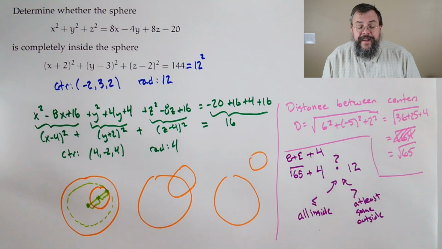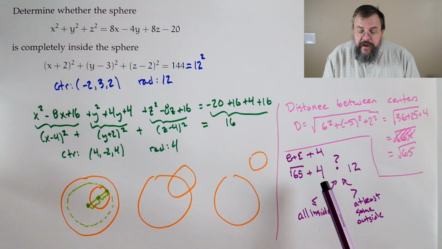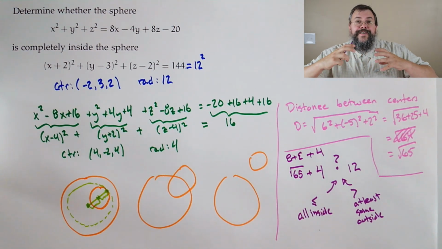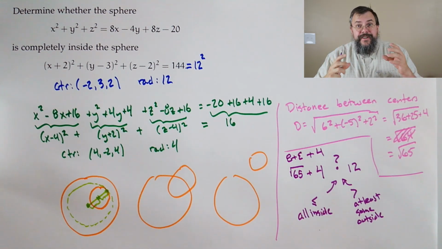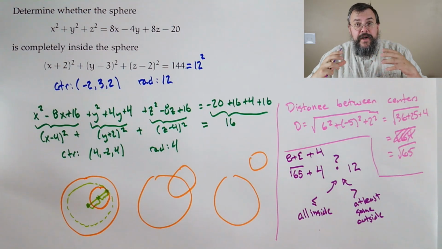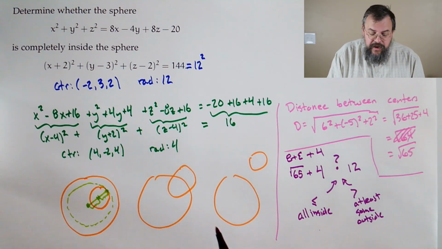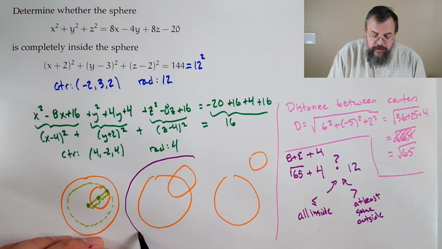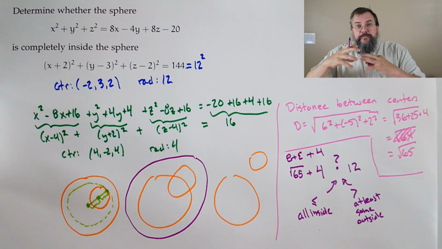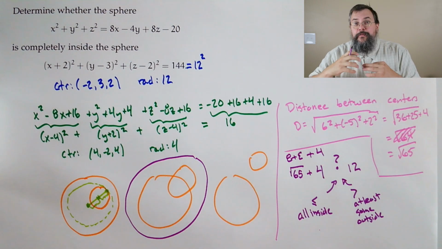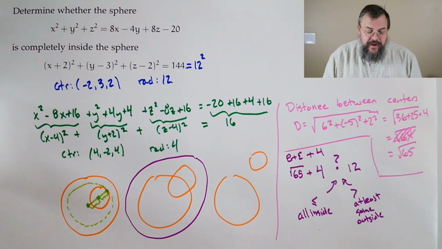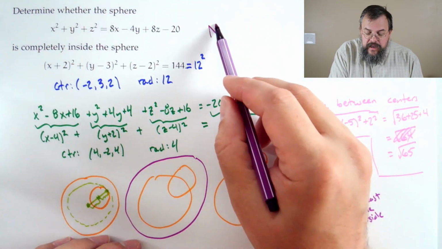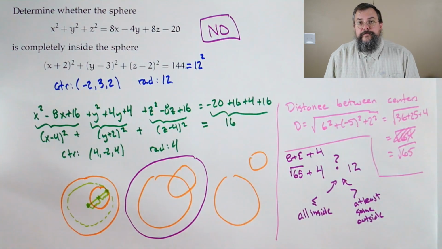Well, what does that say? It says that the distance between the centers plus 4 is just a little bit bigger than 12. Not much, a small amount, but it is bigger than 12. So that says this is the right kind of picture. We're just barely sticking out. Not by very much, but we are sticking out. So are we completely inside the sphere? We can now say the answer is no, we're not.